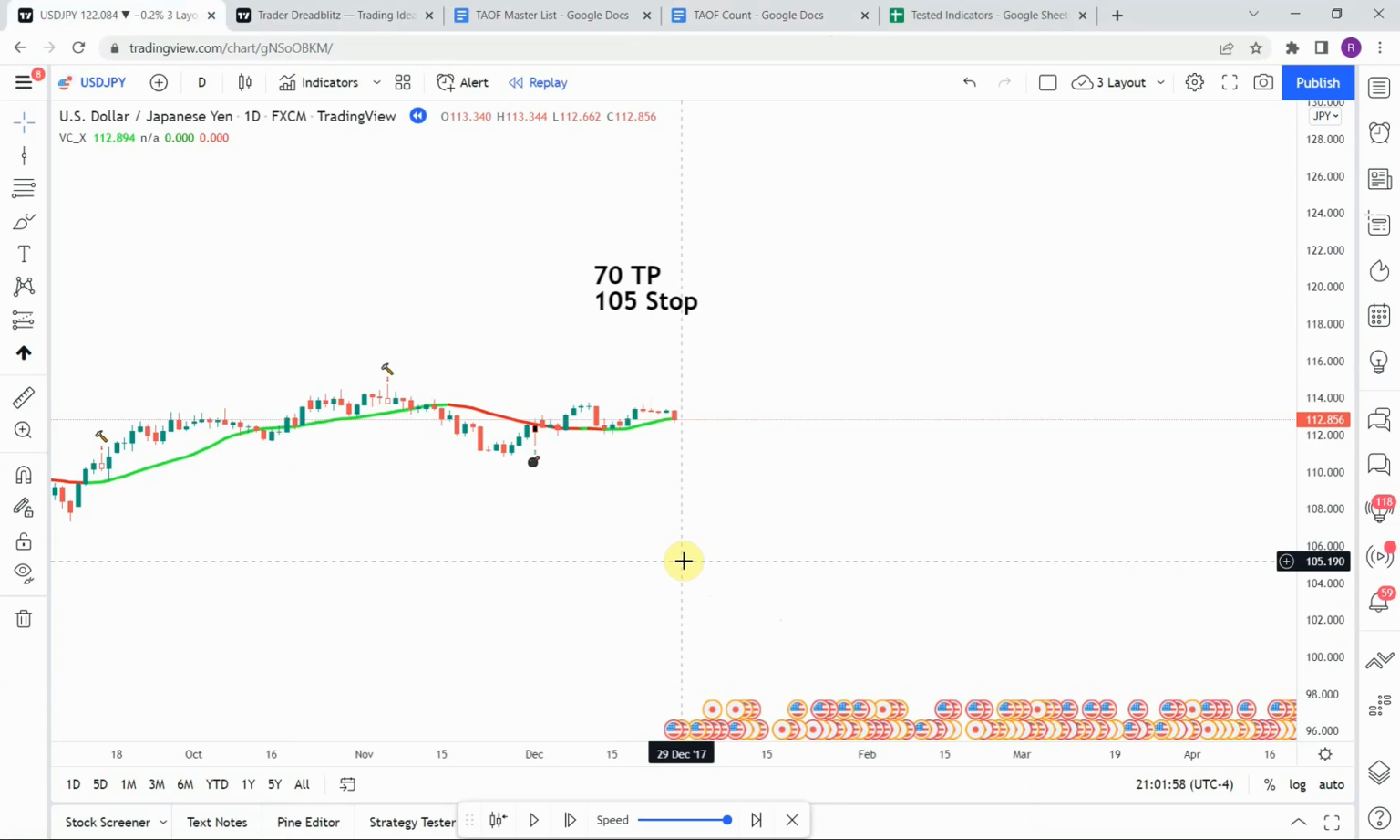Today we will be testing the long-tailed candle indicator.